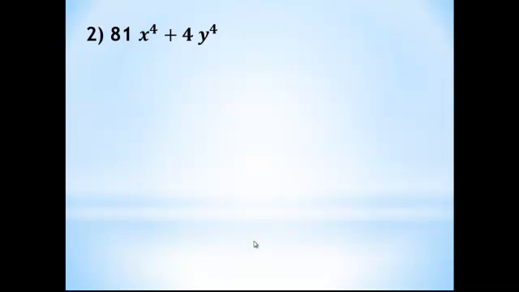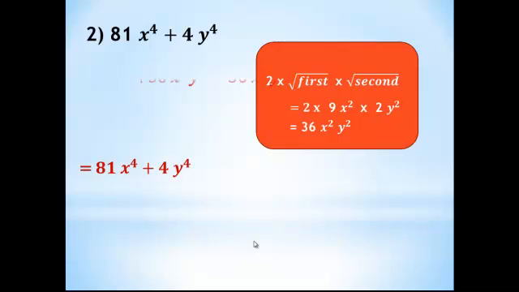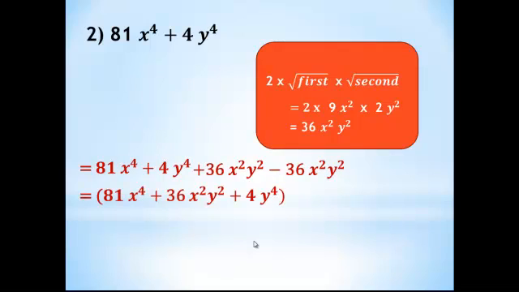Number 2, 81x power 4 plus 4y power 4. Root the first 9x power 2 and root the second 2y power 2. So 2 by 9 by 2 equals 36x power 2 y power 2. Add and subtract 36x power 2 y power 2. The first three terms are a perfect square trinomial minus the perfect square monomial.